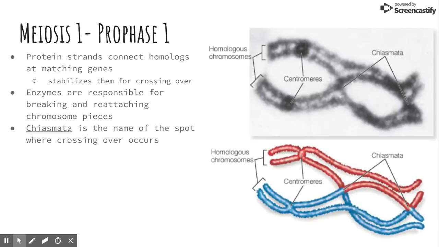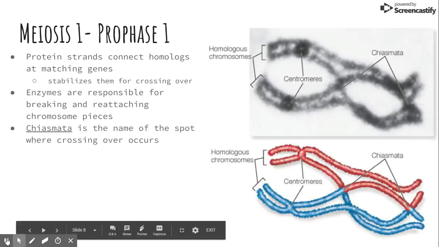That's what chiasmata is. Now, the actual thing that does the whole process of switching the sequences of DNA, those are enzymes. Enzymes are responsible for actually detaching and reattaching the chromosome pieces. So we're going to move on to meiosis I.